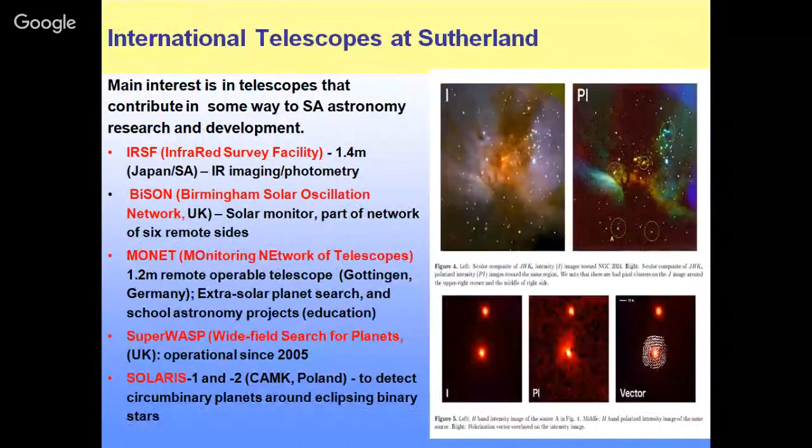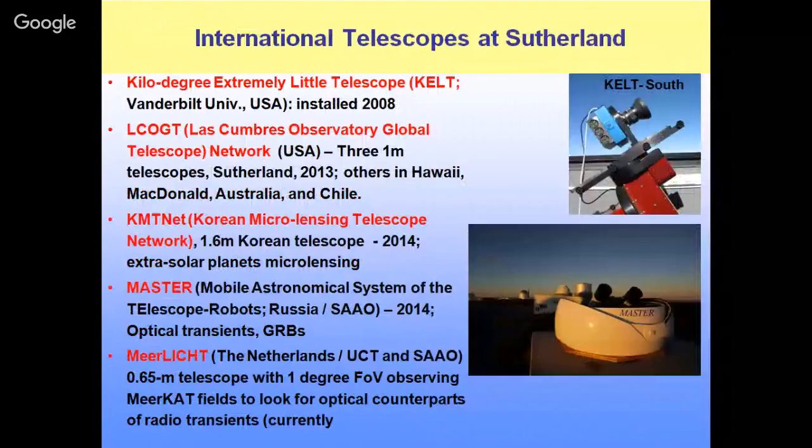We have a 1.4 meter infrared telescope from Japan, which has been very useful for doing simultaneous JHK imaging and imaging polarimetry in the infrared. We have this MONET telescope from the University of Göttingen, which is a 1.2 meter telescope currently sort of in commissioning at the moment. There are a number of other facilities specifically to look at exoplanets, for example, SuperWASP and Solaris, a Polish program to look for the exoplanet transits.